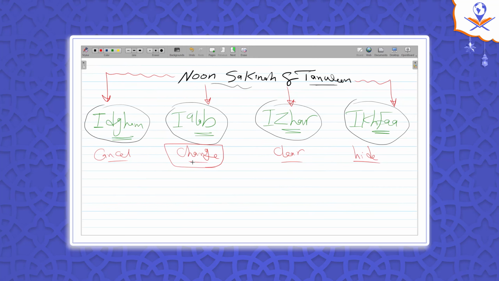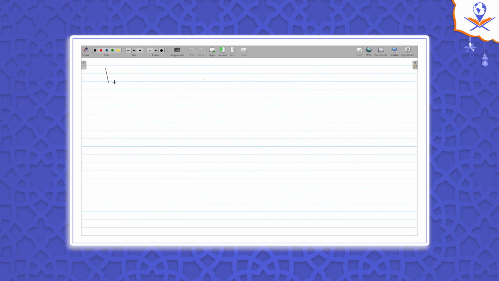إقلاب means to change. What does change mean? Change noon ساكنة or tanween into, change it to what? To meme, and this meme has to be with a غنة. Just it. The word إقلاب.